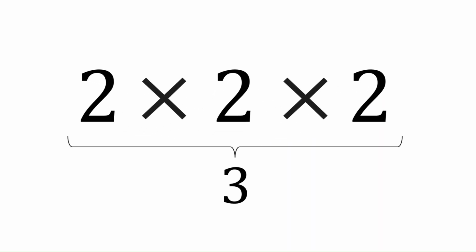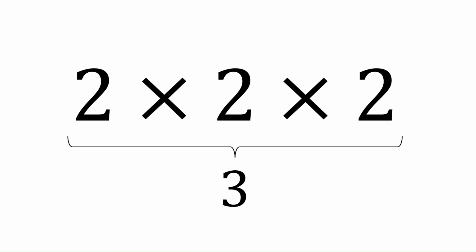So firstly, let's remind ourselves of what a power actually means. If we have something like 2 to the power of 3, or 2 cubed, that means 2 times 2 times 2. So the index tells us how many copies of that base we have multiplied together. This is the idea that all of the laws of indices come from.